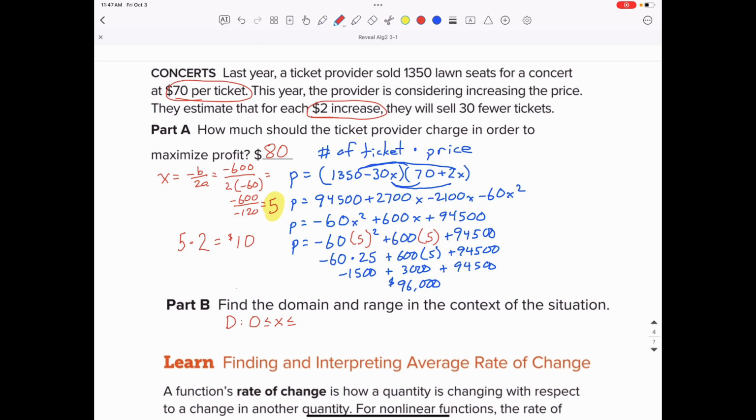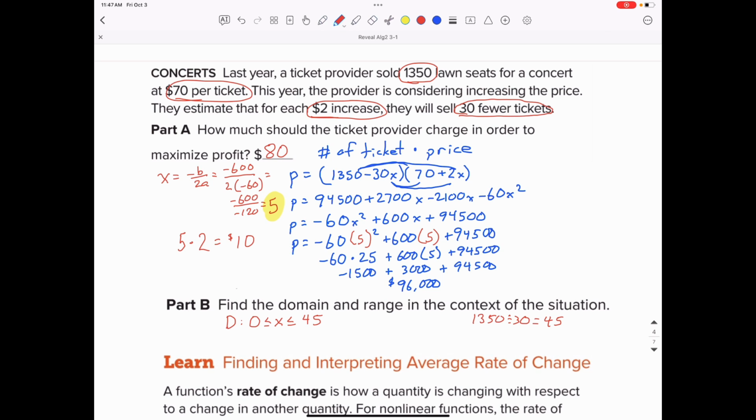what is the most amount of ticket price increases he could potentially do? So if he's selling 1,350 seats now, but for every price increase he will sell 30 fewer tickets, what we need to do is divide those. So 1,350 divided by 30 is going to give us 45. Therefore, he can do no more than 45 ticket price increases, because if he goes more than 45, nobody's going to show up, and he's definitely not going to make a profit then.